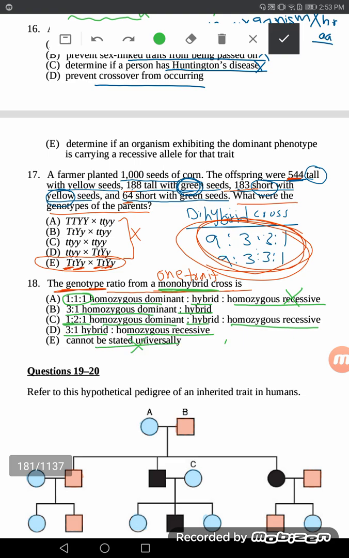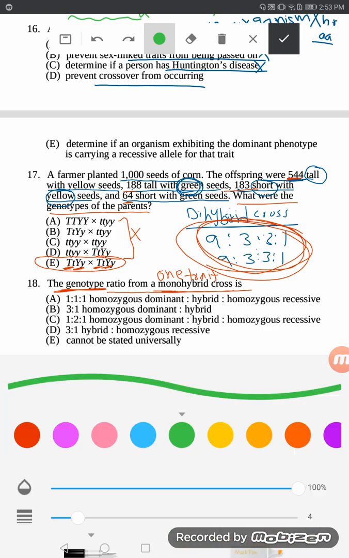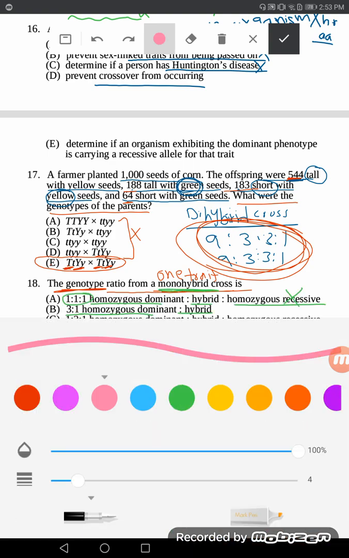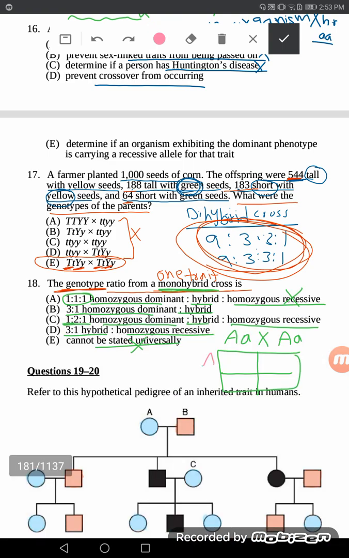For example, guys, when you have capital A small a crossed with capital A small a, we should make the Punnett square. Let me change the color in order to be clear. So it will be capital A small a, capital A small a, and we have to cross it. Then it will be capital A capital A, capital A small a, capital A small a, and small a small a.